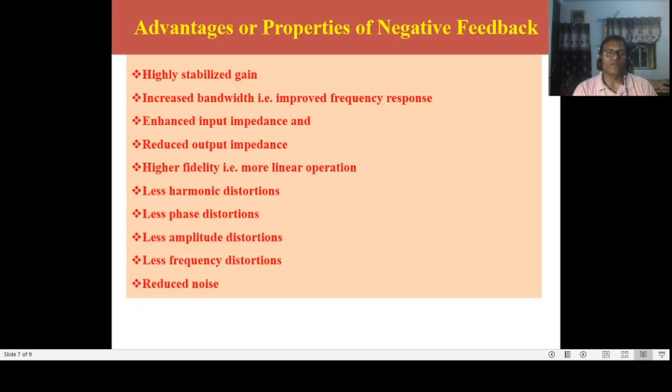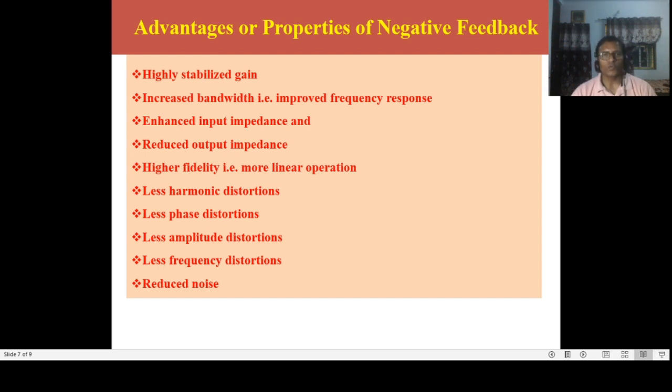So, there are various advantages of negative feedback. In case of negative feedback, although gain is decreased, gain is stabilized. So gain does not change frequently. Therefore, one advantage is gain is stabilized. Second is increased bandwidth, the range of frequency which the amplifier can amplify improves. So frequency response improves. Then input impedance increases, so loading effect is avoided.